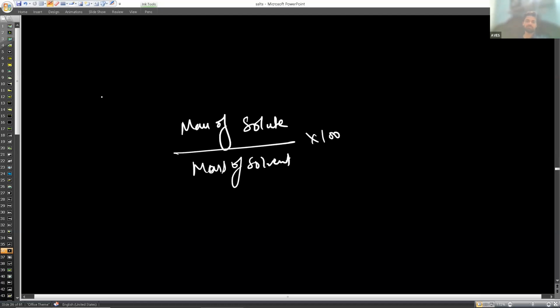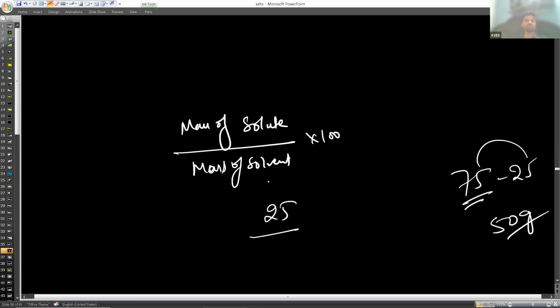50. Simple. Mass of solution is 75 gram. Mass of solute is 25. Subtract it. When the mass of solute is subtracted from the mass of solution, you will get 50 and it is the mass of solvent. Put the values and get the answer. 25 is the mass of solute and mass of solvent is 50. Cut it. You will get 1 by 2.